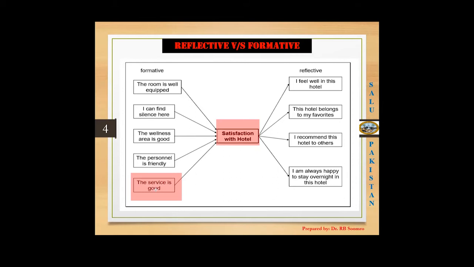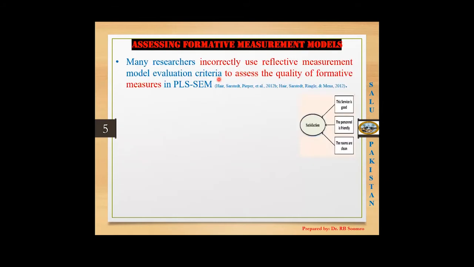One problem is that researchers normally apply the measuring tools of the reflective on the formative, or sometimes they apply the measuring tools of the formative on the reflective. This is the incorrect approach, because the measuring tools for reflective measurement are different from the formative, and vice versa.